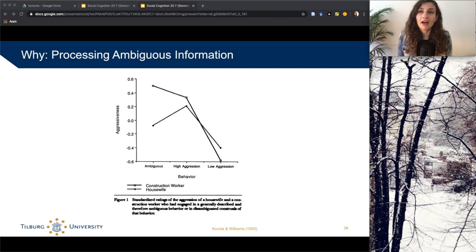Okay. However, in the ambiguous case, that's where we see a big difference between the aggression levels judged for the housewife, much lower, than judged for the construction worker, much higher. So this goes to show us that if information is ambiguous, then people use stereotypes to process it. But if information is actually quite specific, then the kind of social categories and beliefs held about social categories don't play such a big role anymore.